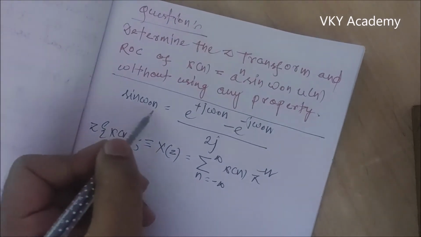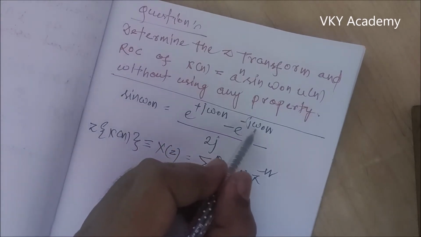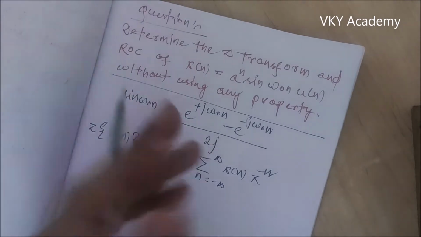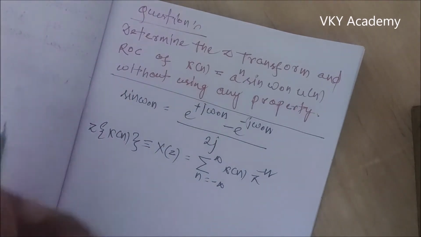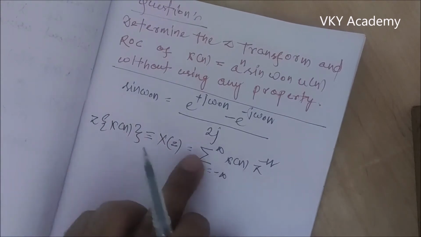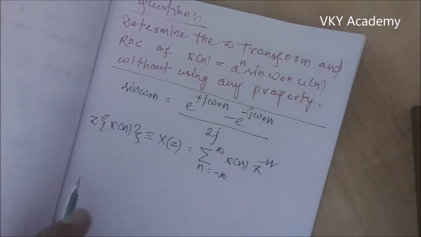Now as we know, sine omega naught n is equal to e to the power j omega naught n minus e to the power minus j omega naught n divided by 2j. So any trigonometric function can be represented with its equivalent exponential. And as we know, the Z transform of x of n is equal to X of z, which is equal to summation n equal to minus infinity to infinity x of n z to the power minus n.